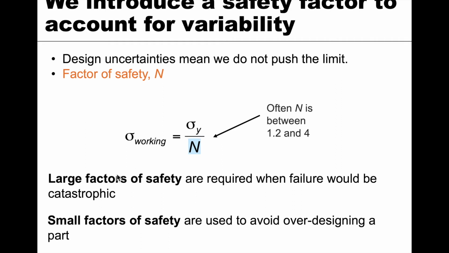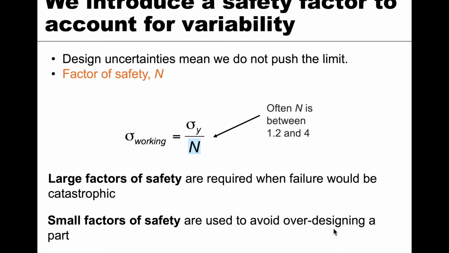So a large factor of safety is required if the failure would be what we call catastrophic, right? So a loss of life, damage to property, things like that, houses, cars, space shuttles, things like that. And then small factors of safety would be used to basically just get us close enough, when catastrophic failure isn't an issue, and when over designing it could cause it to become more costly. So these would be things that aren't catastrophic, where if there's a failure, then it doesn't really matter.